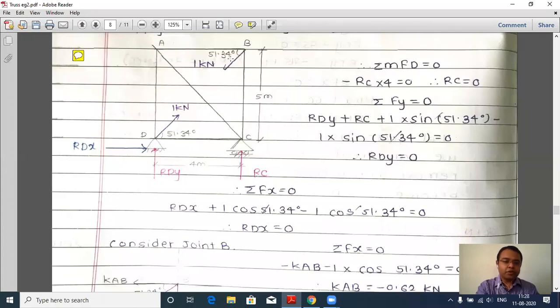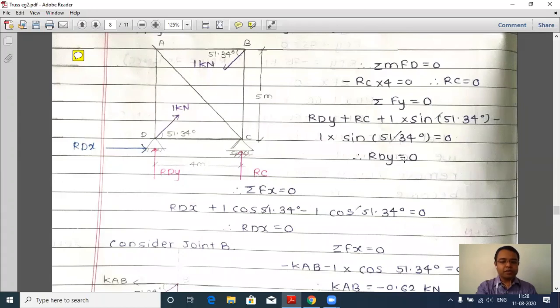Suppose you resolve this 1 kilonewton into horizontal and vertical directions, again this will be in equilibrium. This 1 kilonewton force's vertical component is going downward, and the other 1 kilonewton force's vertical component is going upward, so they balance each other. That means the given truss will be in equilibrium. That's why RC comes out to be 0. Again, apply summation Fy equal to 0 to this diagram, and Fy also comes out to be 0.